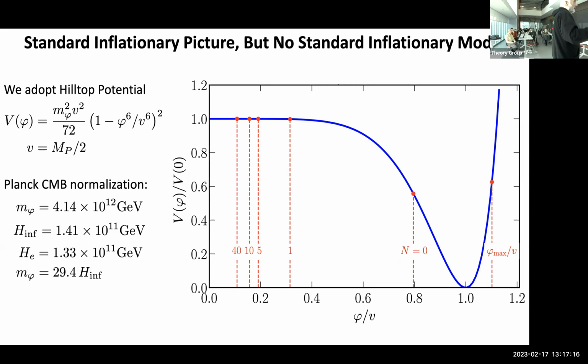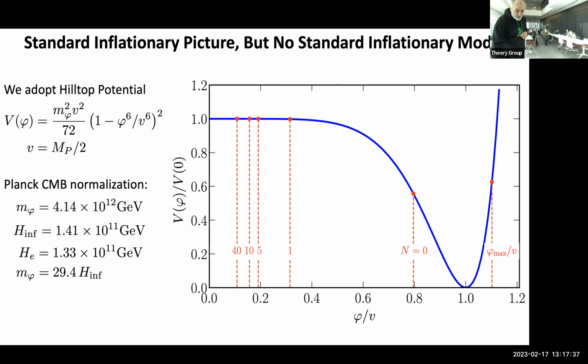And so this is what the potential looks like. It's very flat during the inflationary phase. And then the field rolls, and n equals 0 is the end of inflation, and then it goes up to phi max, and then oscillates about the minimum of the potential in a matter-dominated universe.